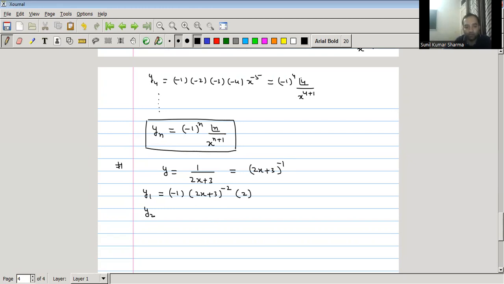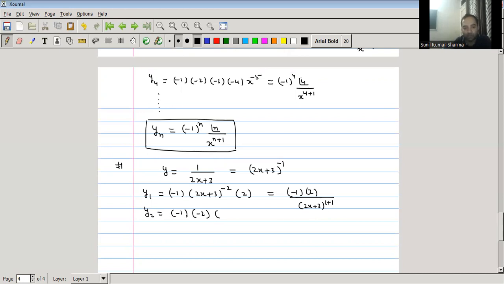What is y2? -1, -2. So we can write this as -1 into 2 divided by 2x plus 3 the whole square. So can I write whole square as 1 plus 1?